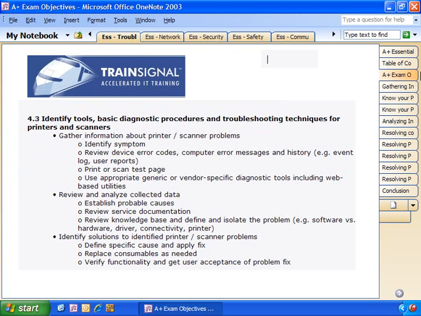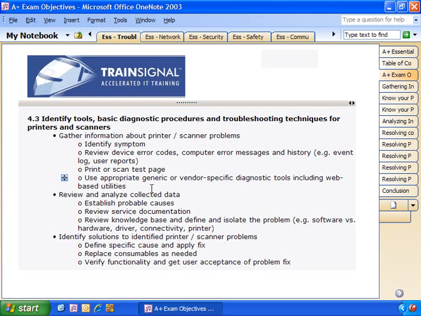Specifically in this video we're covering A+ Objective 4.3, Identify Tools, Basic Diagnostic Procedures, and Troubleshooting Techniques for Printers and Scanners. We'll learn about gathering information about the printer, identifying the symptom, reviewing device error codes, print or scan test pages, and using appropriate generic or vendor-specific diagnostic tools.